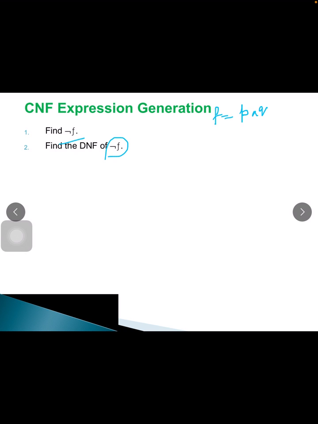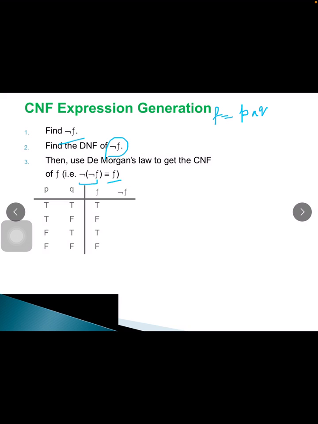Because in the earlier slide you already know how to find the DNF. So first you find the DNF of this negation of F, and after that you use De Morgan's law. By De Morgan's law you again negate this negation of F, so it becomes your F, and this expression is your CNF.